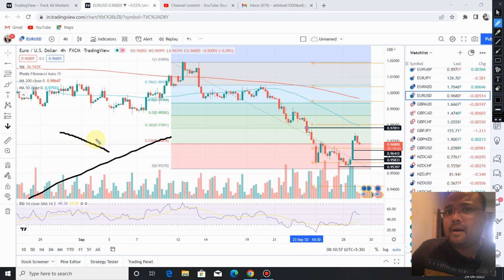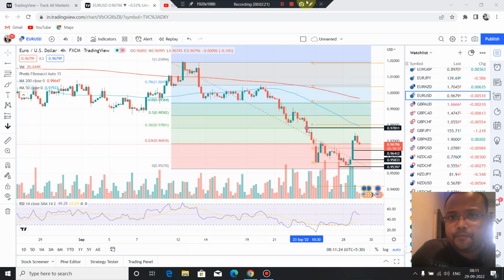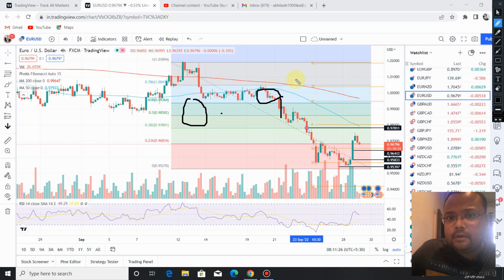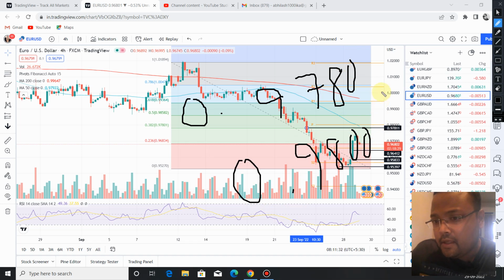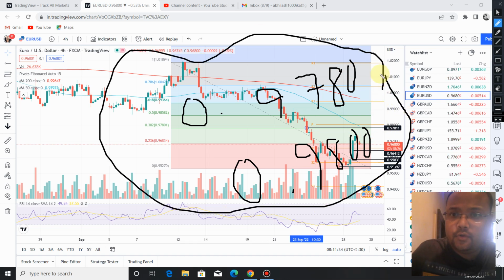So yes, market may come down again, because market did not get support. Market may show the continuation of the correction. DXY may show continuation of the correction, and as a result we may see upside continuing, recovery continuing on the chart of Euro USD. In that case, 0.9780 to 0.9800 will be the next resistance for Euro USD.